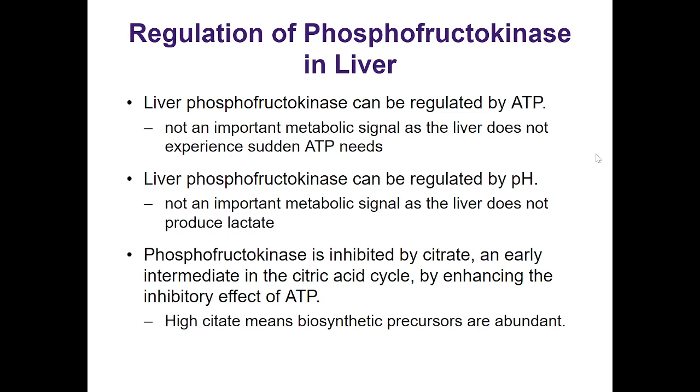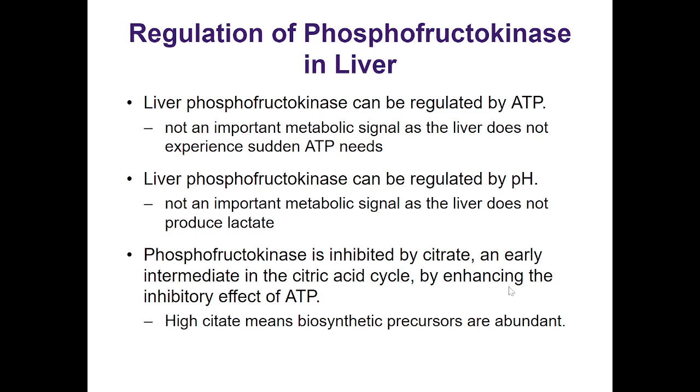Liver phosphofructokinase can be regulated by pH. Again, it's not an important metabolic signal. Your liver does not produce lactate. It does have some pathways to move things around, but again, it is not your muscle. It is not going to end up anaerobic where you're working out too fast and can't keep up. It is not going to end up using up a bunch of ATP because you're lifting muscles or thinking really hard. It's not doing any of that, is it?